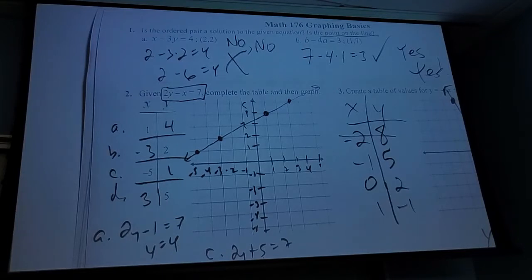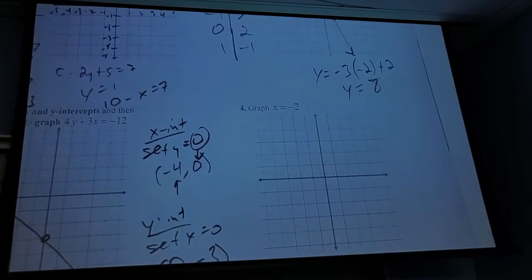If a variable is missing from the equation, it could be anything it wants to be. So this equation, what variable is missing? Y. So y could be anything it wants to be, but x must be negative 2. X has no option.